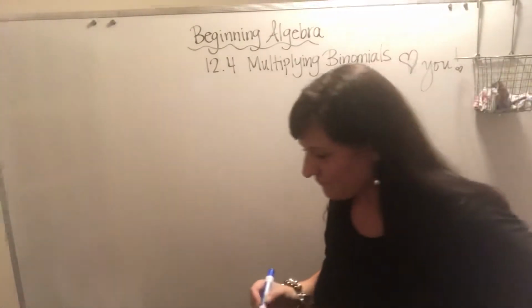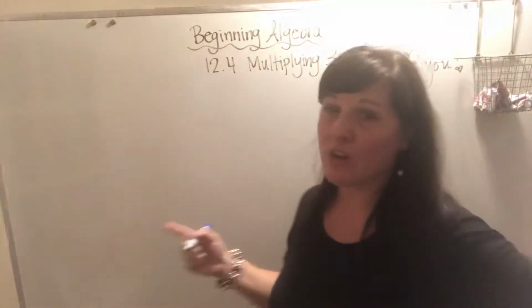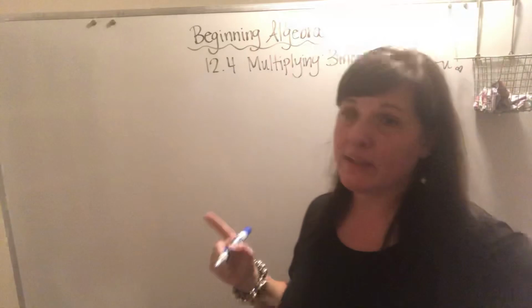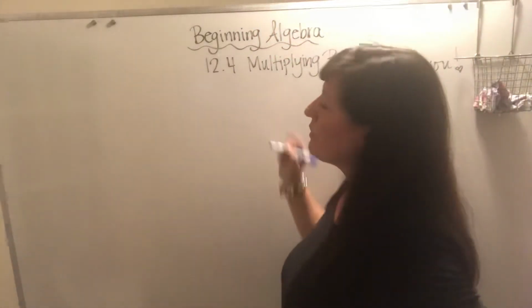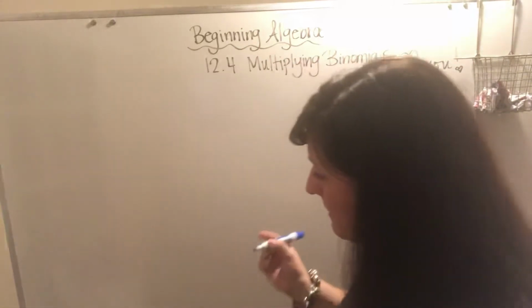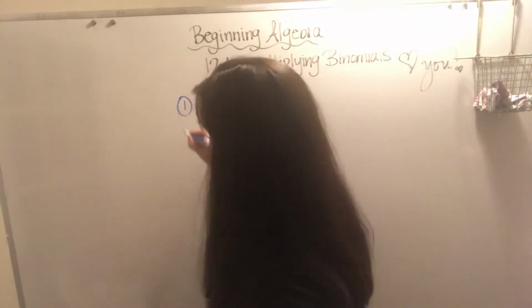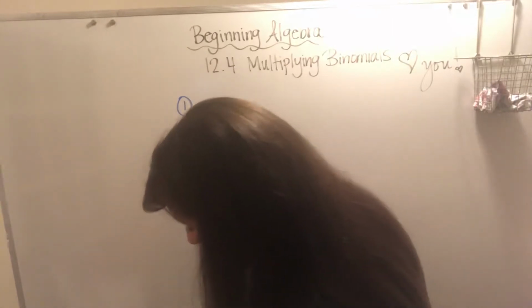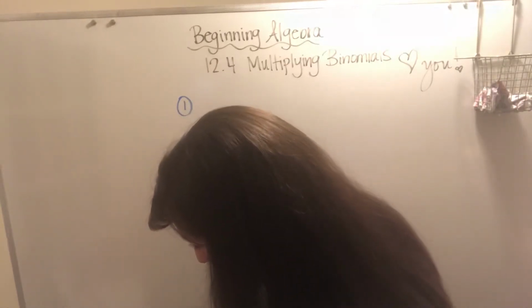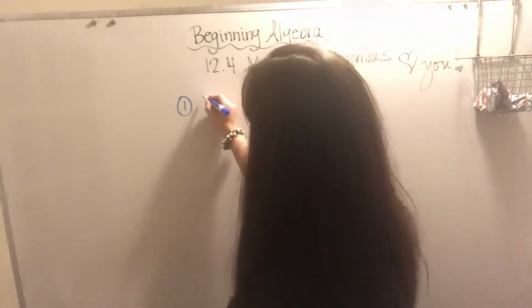So today you've done adding and subtracting polynomials, multiplying and dividing, and today we're going to work on multiplying binomials. What I'm going to do is jump right in with an example. Again, you have examples in your book. This is section 12.4. I'm on page 668.